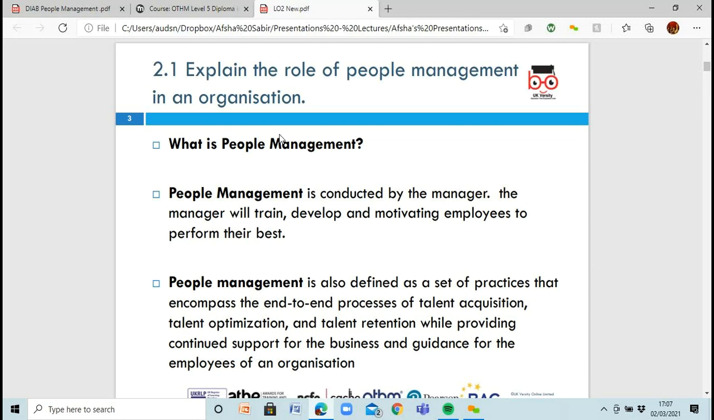So while you're doing all this as a manager, you're actually making sure that you're providing continued support for your business, but you're also being a guide for your employees. So you're the person that they'll actually look to and come to if they've got any problems or if they just want something to talk to you about.